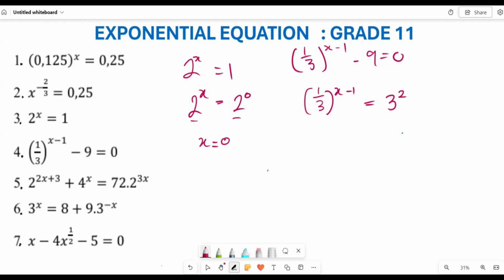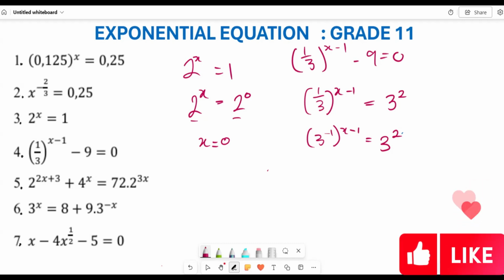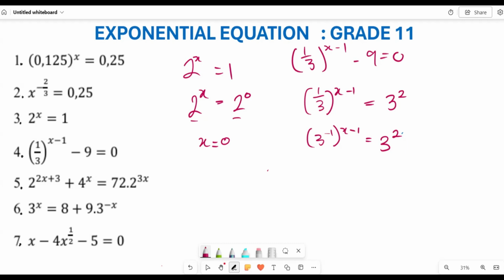Because here I have 1 over 3, I want to write it in terms of 3, which means this is 3 to the power of negative 1, and then to the power of x minus 1, equals 3 squared altogether. Now from here, I am going to multiply the negative 1 everywhere in the brackets, so this is 3 to the power of negative x plus 1. What I'm doing here is distributing the negative 1 everywhere in the exponent. This is the same as 3 to the power of 2.